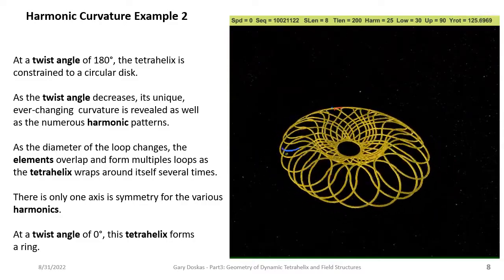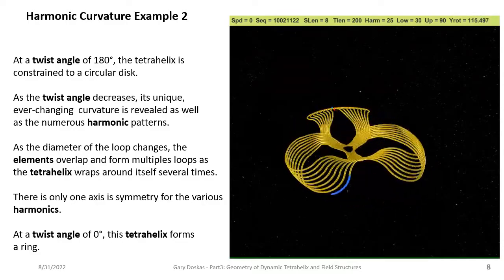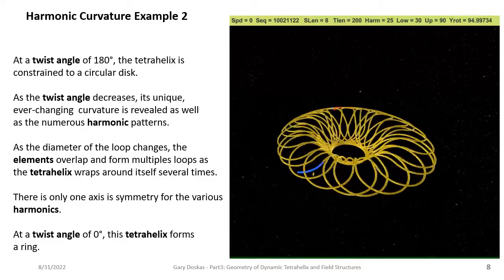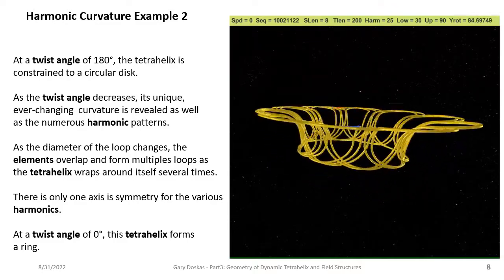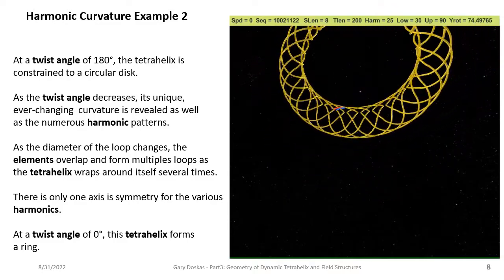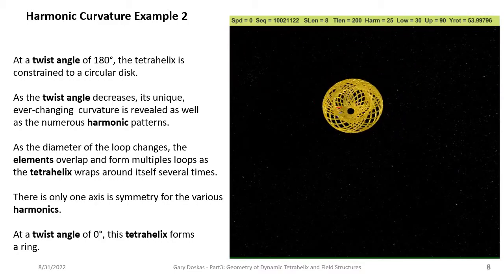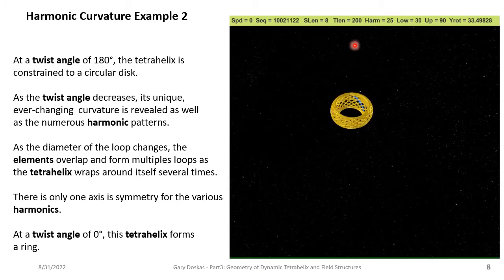for this subsequence. As the diameter of the loop tetrahelix changes, the elements overlap and form multiple loops, as the tetrahelix wraps around itself several times. Note that there is only one axis of symmetry for the various harmonics that are revealed. At a twist angle of 0 degrees, this tetrahelix forms a ring.